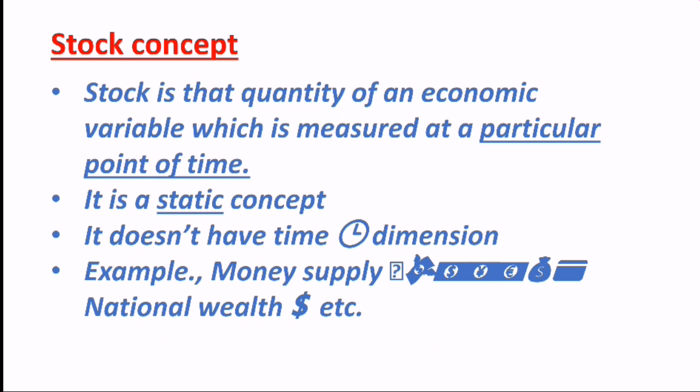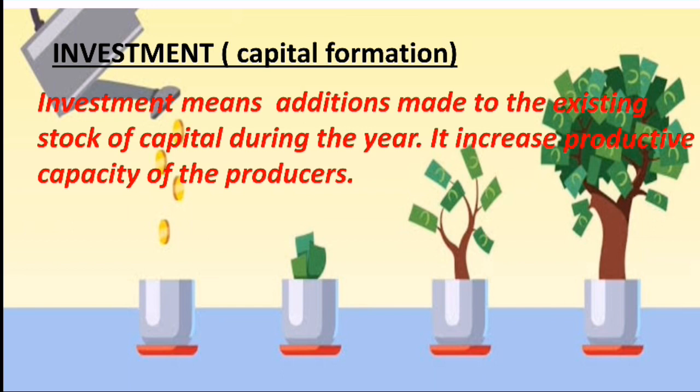Now, stock is just the opposite of flow. Stock is that quantity of an economic variable which is measured at a particular point of time, right? So that's why it is a static concept, because at a particular point of time, nothing can change. If I am asking what the money supply in the economy is on 31st March at 12 a.m., then at that particular point of time, it would be static. It can't change in some seconds, right? That's why it does not have a time dimension, and examples are money supply, national wealth, etc.